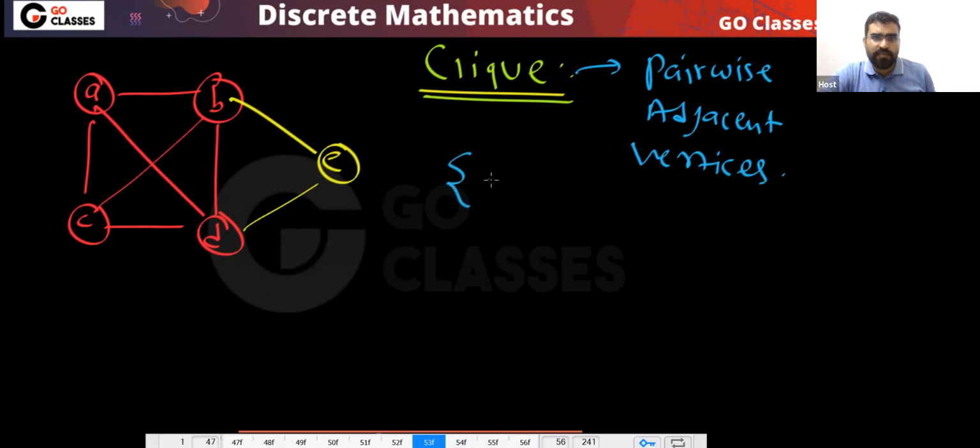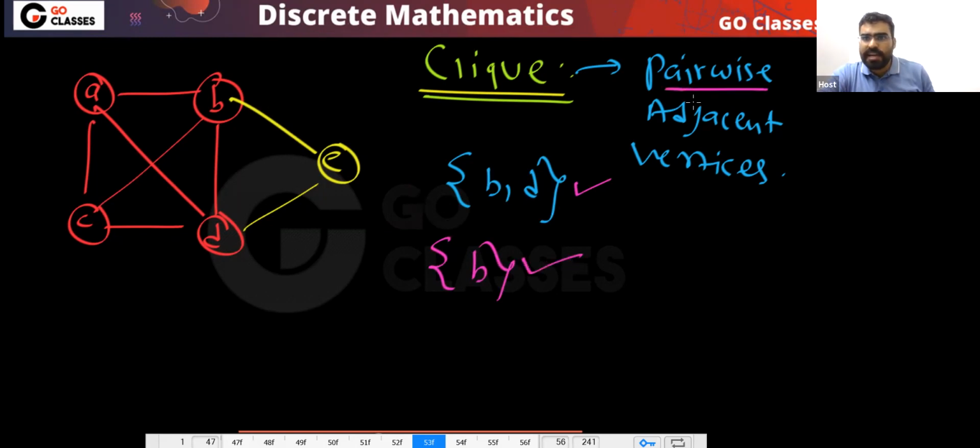So tell me, is this a clique? For example, B, D: is this a clique? Yes, this is a clique, pairwise adjacent. Is this B alone a clique? Yes, no problem. Pairwise adjacent vertices means distinct vertices should be adjacent, and there is no violation here. Next, what about B, C, E? This is not a clique because C, E are not adjacent.